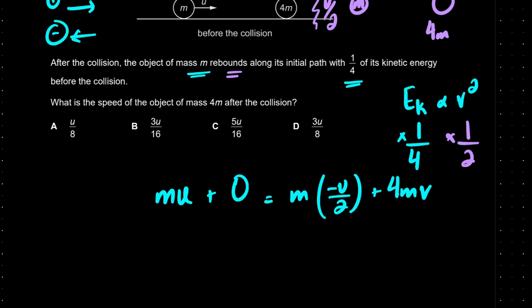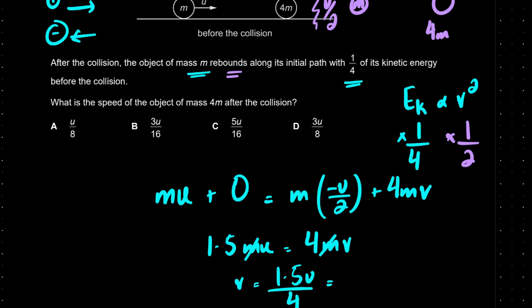So this thing is going to be minus mu by 2. When I take it to the other side, this is going to be 1.5 mu equals 4 mv. The m's cancel. So v is 1.5 u over 4, which is what? 3 over 2 over 4. So 3 by 8, right? So D.